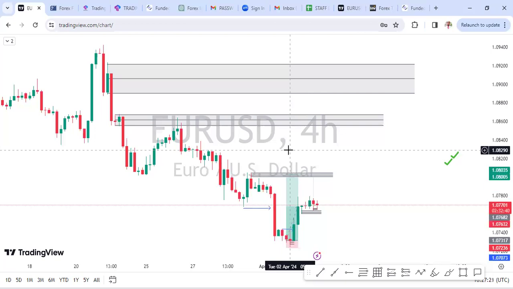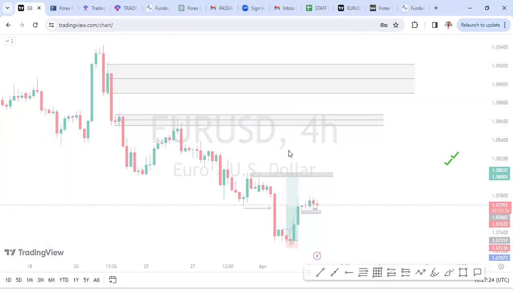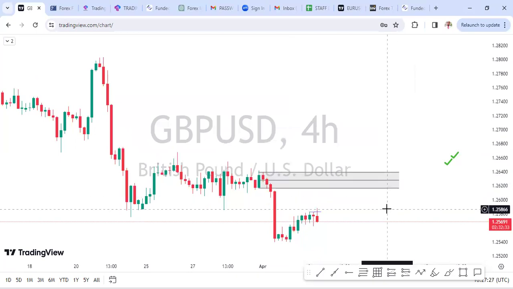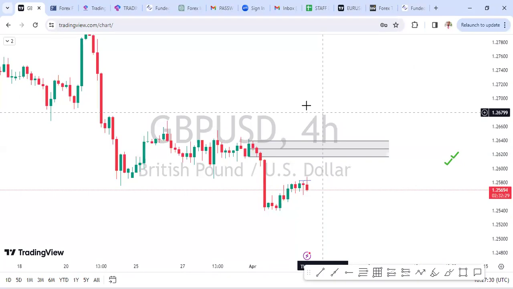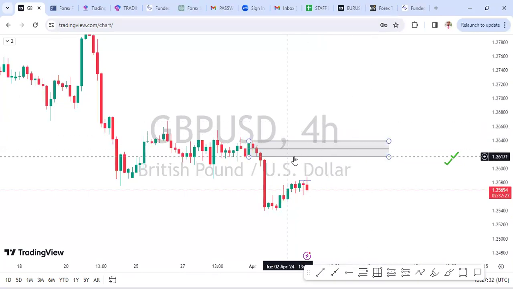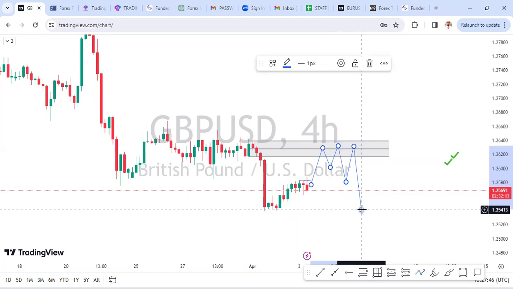So I'm done with EURUSD. GBPUSD, the same concept: I'm waiting for price to come to this place, then wait for change of character, then sell.